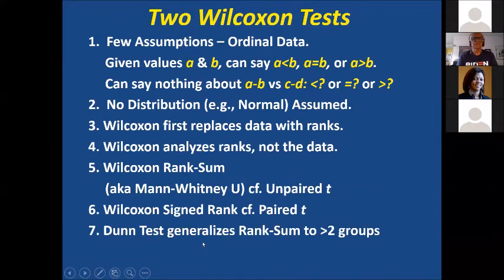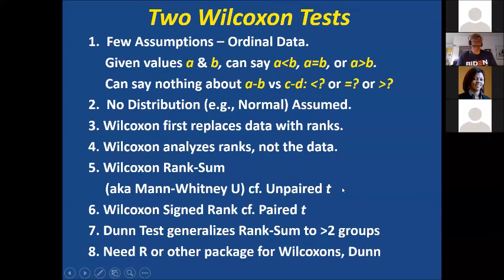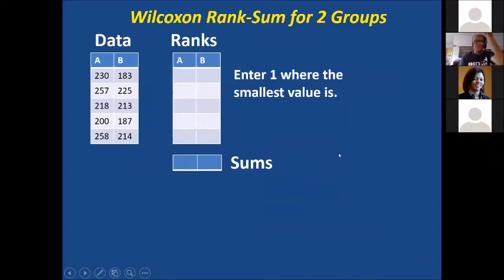The Dunn test, which is what we will be doing in R, generalizes the rank sum to more than two groups. So you can do it with two groups as well, but it can handle any number of groups, just like what we did with the one-way. So we'll still use one-way, but we will say do a Dunn test instead of the usual ANOVA post hoc. So you cannot do this in Excel. That should be obvious.